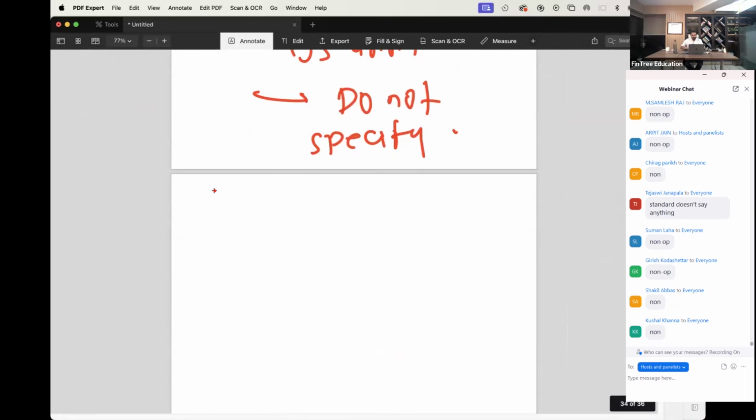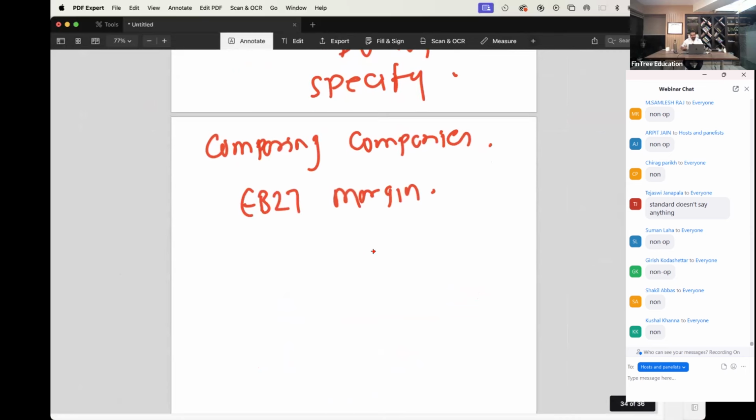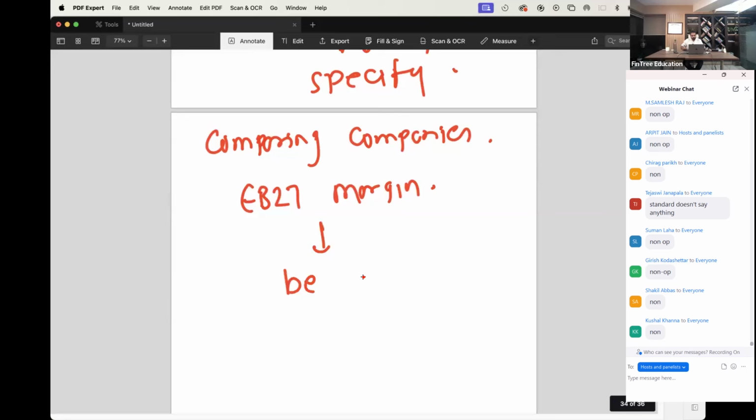However, when comparing companies, let's say you're comparing something like EBIT margin, operating profit margin, then you need to be careful because it's quite possible that one company has taken this gain and put that above EBIT, other companies taken that gain and put below EBIT. Operating margins are not comparable, so you need to be super careful with that.